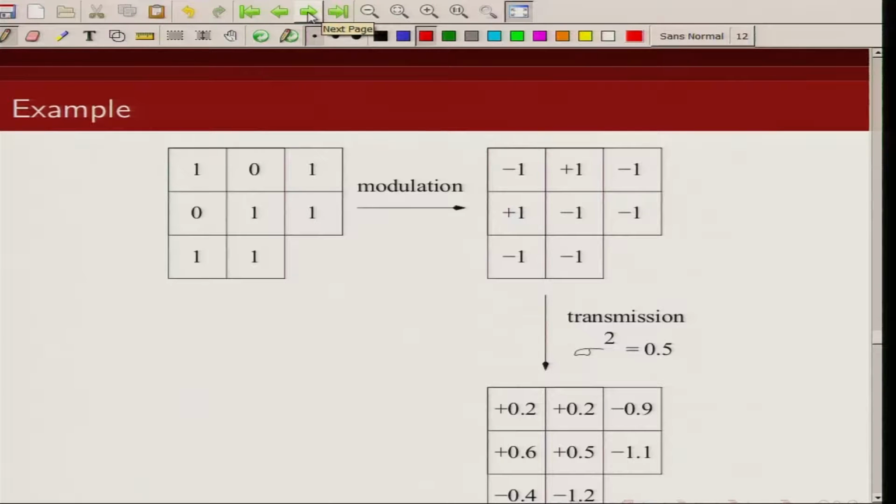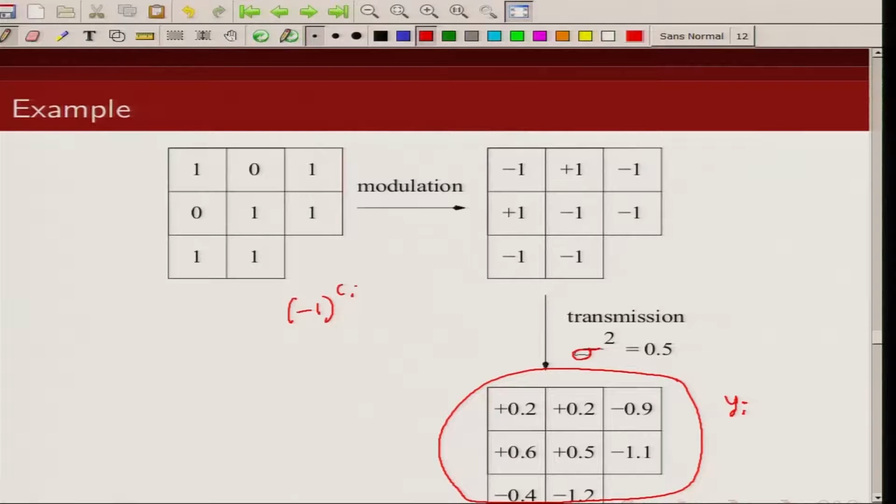So, these are the 8 bits which were transmitted. Now, after modulation, because we were mapping them as minus 1 to the power Ci, 1 is getting mapped to minus 1 and 0 is getting mapped to plus 1. So, these are the modulated bits and the noise variance was 0.5. So, what we get is these are the received values. So, these are my Yis.